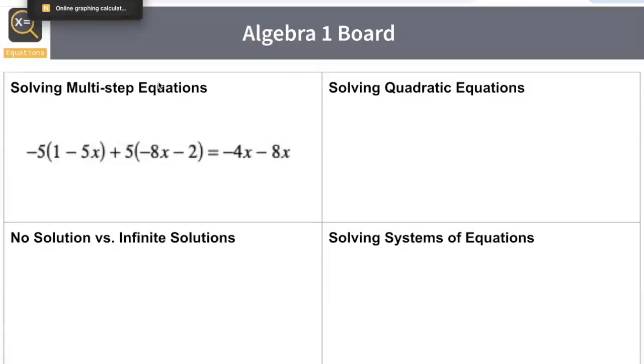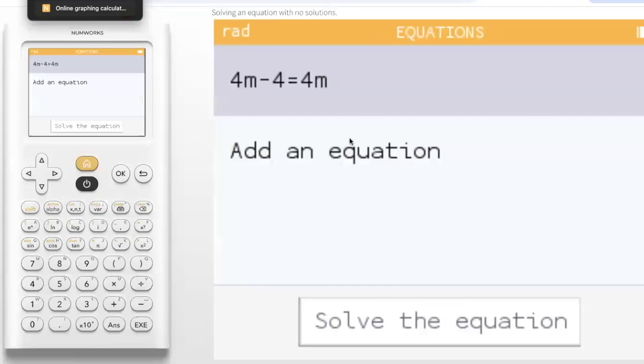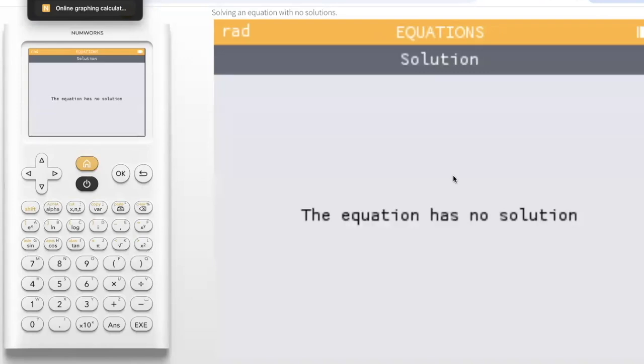And then I can also see what the response would be if I have no solution versus an infinite solution. So we'll go through this first example, 4m minus 4 equals 4m. Again, I would type my equation right in the equations app. It's stored, so it's right there. To get any letter that you're solving for, you would use the alpha key and then find m. M is actually the number 7. Then I would go down and solve the equation. The prompt that it will tell me is that the equation will have no solution. So then they would write no solutions as their response.